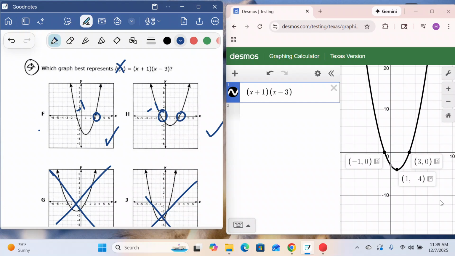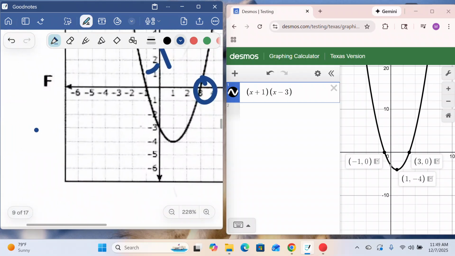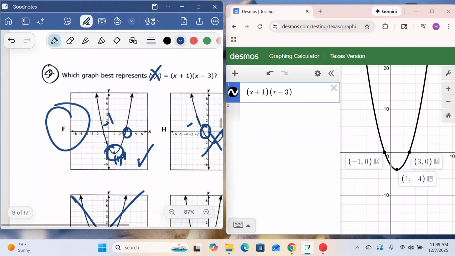Now I got to look at my vertex. My vertex is (1, -4). If I look at this vertex, this is (1, -2), so this one is wrong. If I look at my vertex here, my vertex is (1, -4), and that one is correct. So my answer choice is letter F. If I needed to move on, I could also find my x-intercept, or I could find my axis of symmetry being 1.